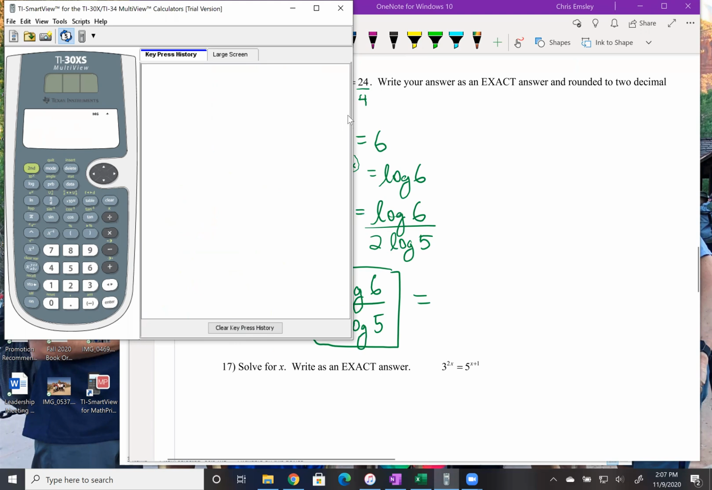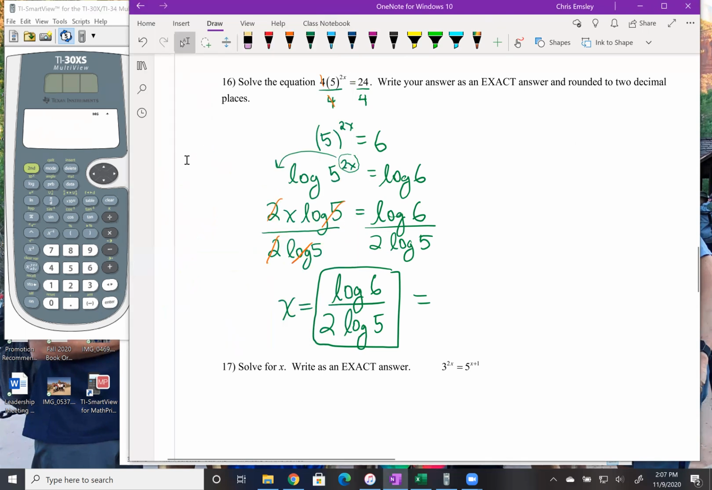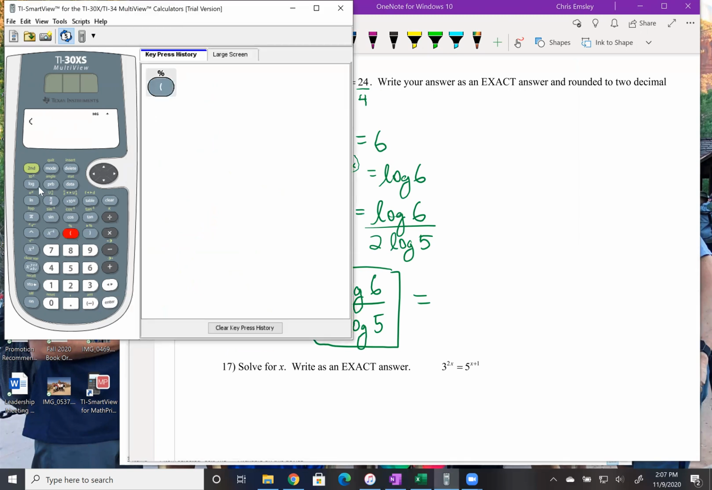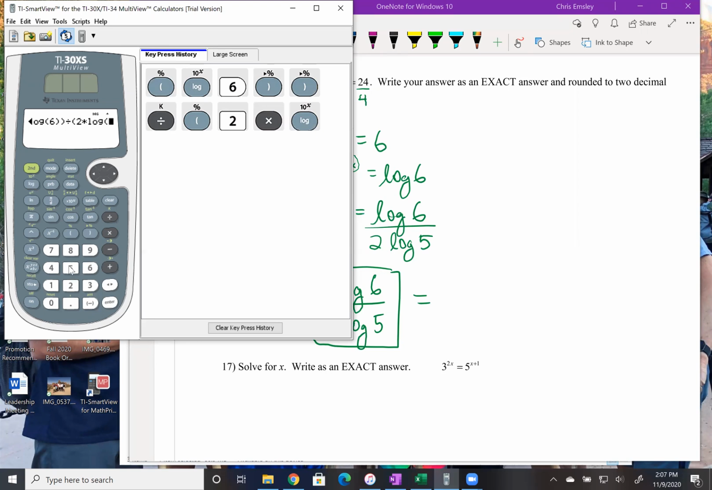And to type that in, you can use your fraction button or you can use your division. Okay, I'll go ahead and do this one with division since not everybody has a fraction button. So I'm going to use a lot of parentheses just to make sure it does things right. So parentheses, log 6, close, close. There's my numerator. Divided by, I'm going to do more parentheses, 2 times log 5. Again, close, close, because I did an extra set of parentheses, plus we've got the argument of the logarithm.